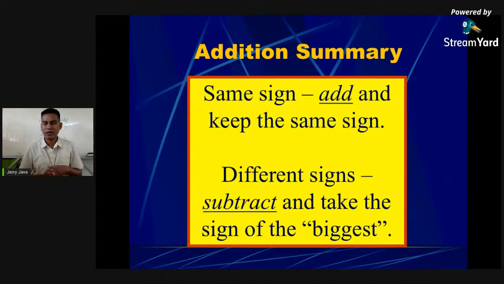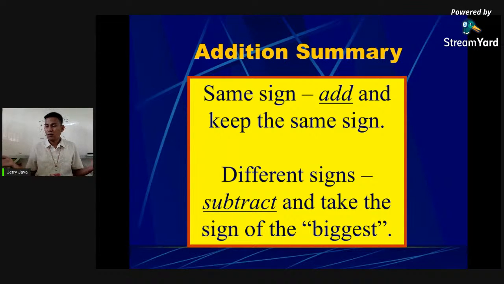This is the summary now for addition of integers. Kapag same sign or like signs, add and keep the same sign or common sign. Parehas man sila nga positive, kopyaha. Parehas man sila nga negative, copy. Okay? Drop. Ihulog diretso ang common nila nga sign.